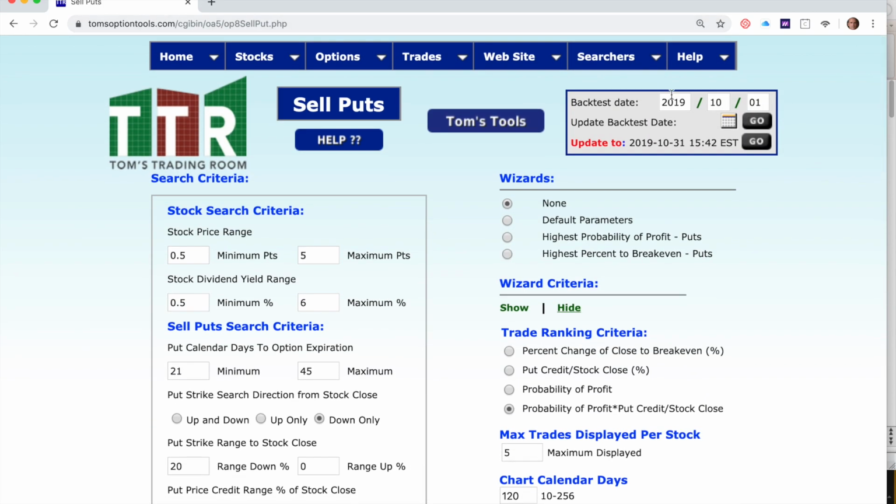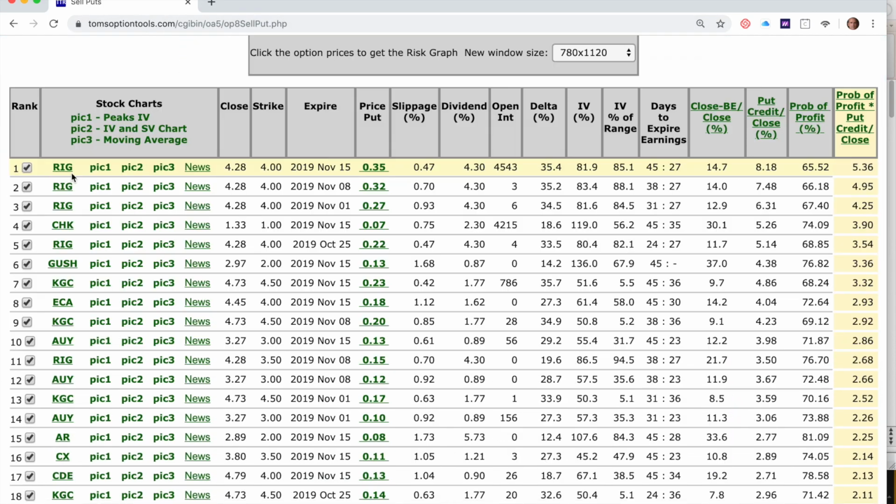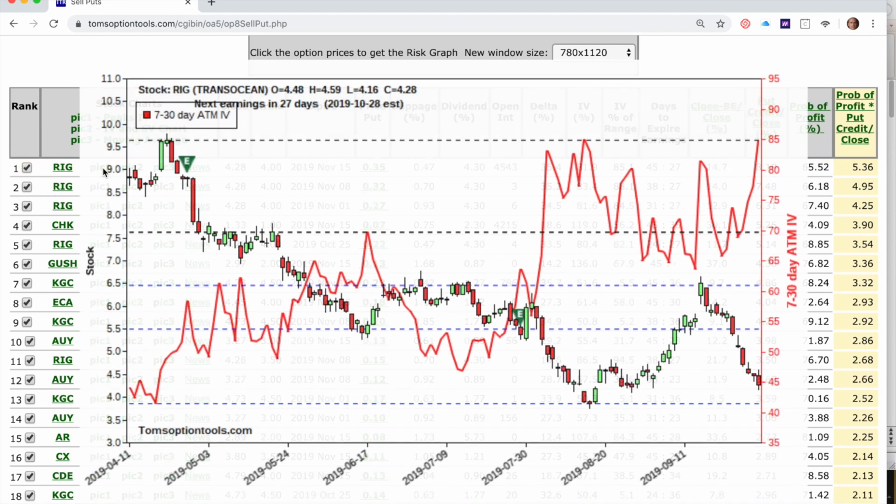Again, we're on 10/1/2019. We're back tested. So what you see here is a stock symbol, various pictures. This first one's important. This one shows you the implied volatility compared to the actual stock price. This is what I was telling you. Stocks that are reaching for the bottom oftentimes have high implied volatility. That equals expensive options. That equals more credit, equals more profit.